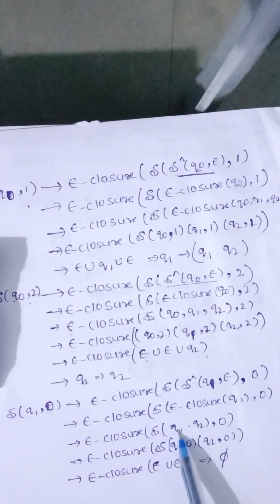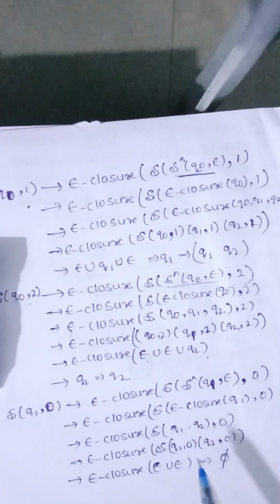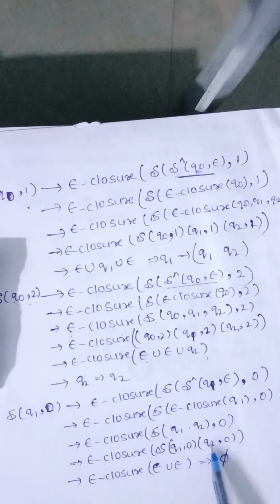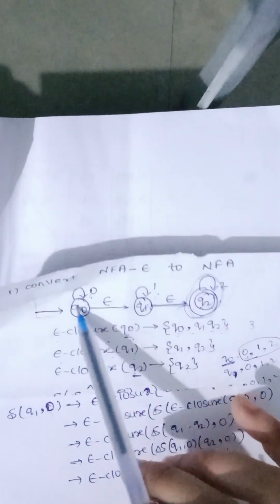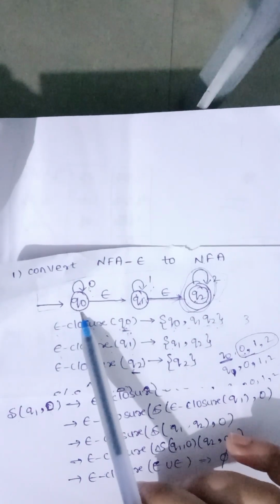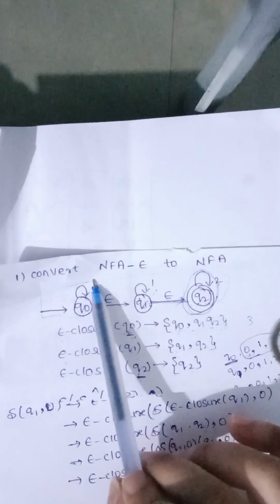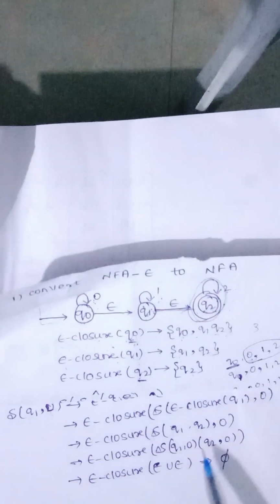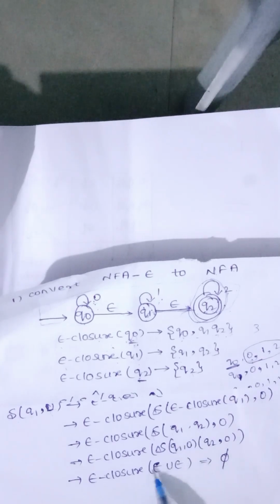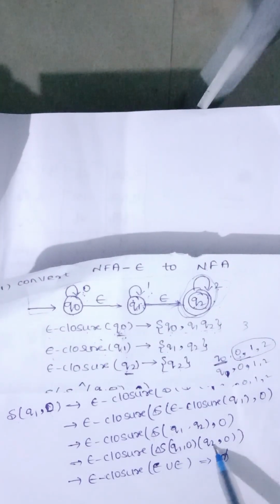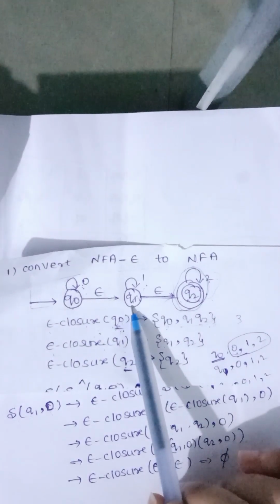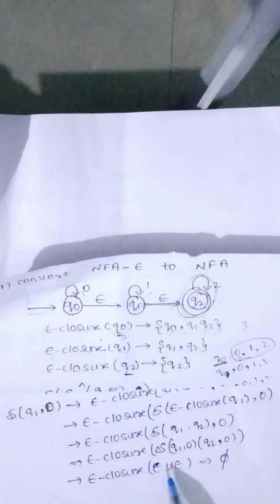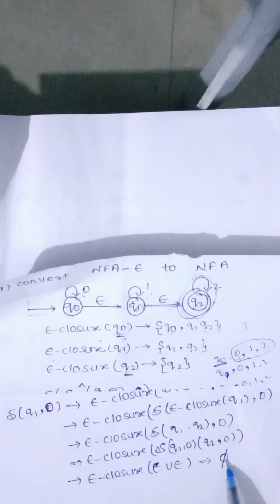For q1 with 0 and q2 with 0, is there any transition? Just check this in the diagram. Is there any transition with 0 for q0? Yes. But for q1 and q2, we will not check q0 because here we wrote q1 and q2 only. For q1, is there any transition? No. For q2, is there any transition with 0? No. So epsilon union epsilon equals phi. It is a null set.